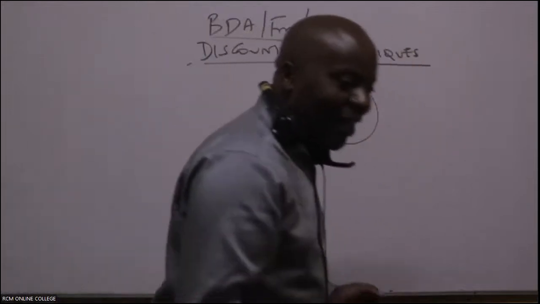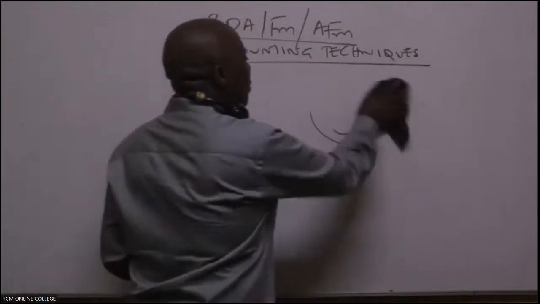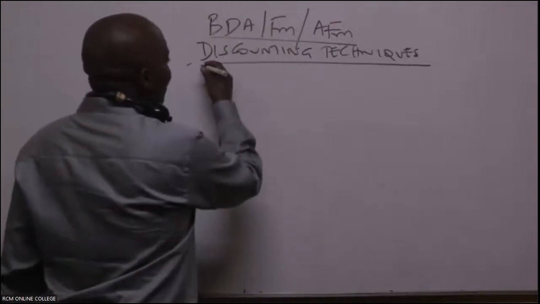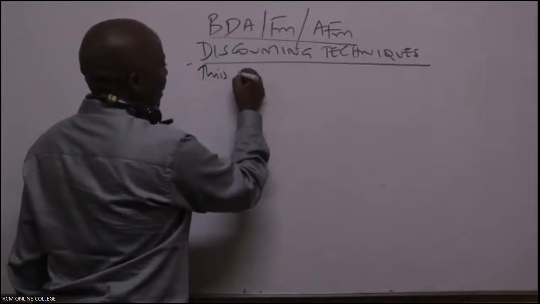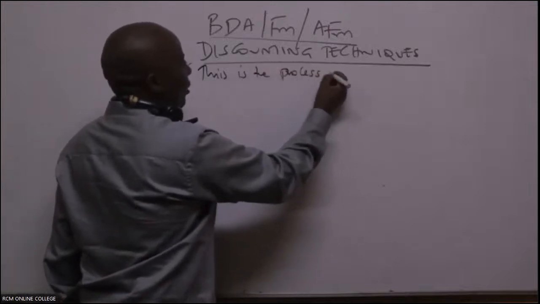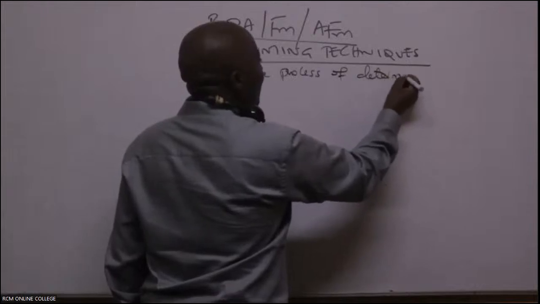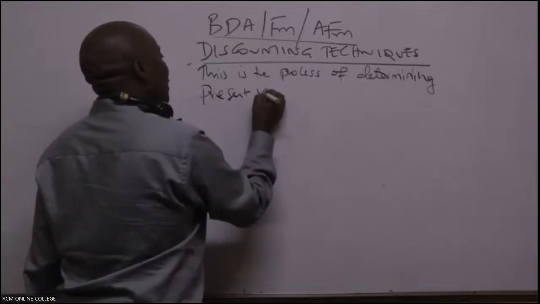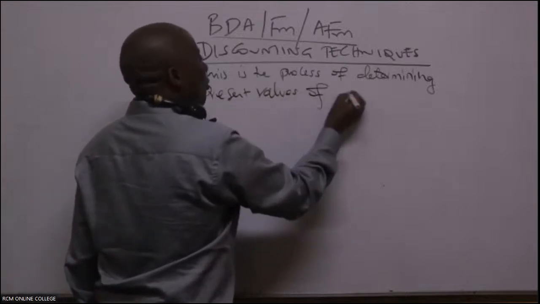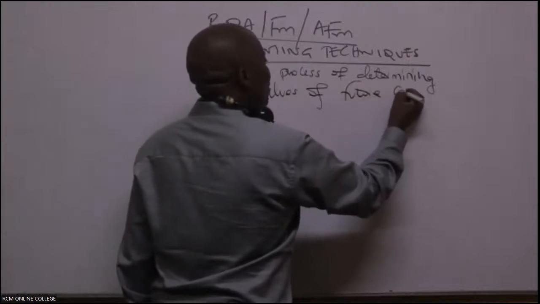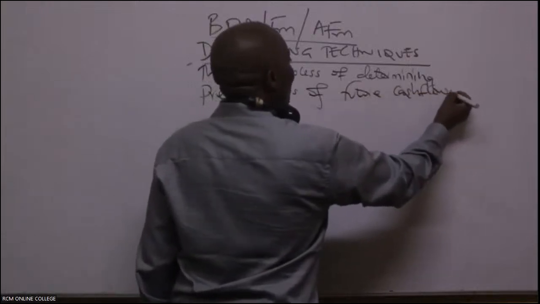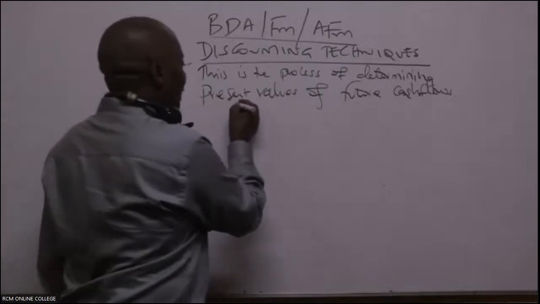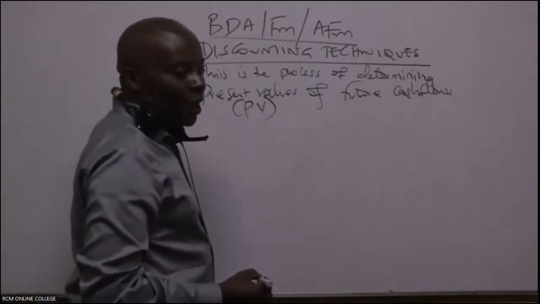When we talk of discounting, we are basically looking at present valuing future cash flows. This is the process of determining present values, what we shall be abbreviating as PV, present values of future cash flows.